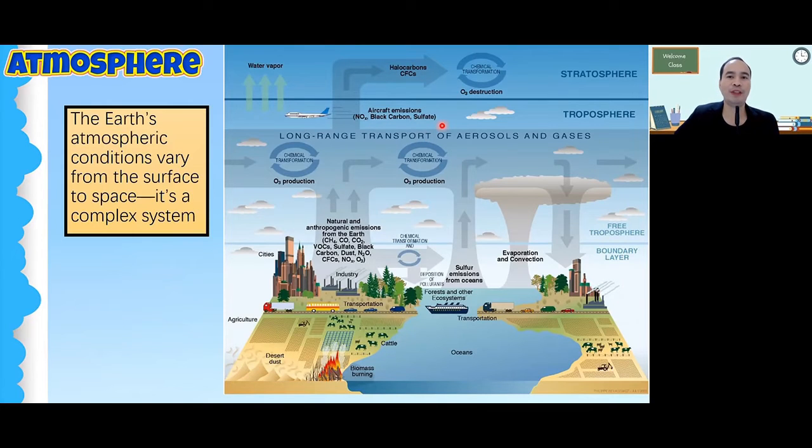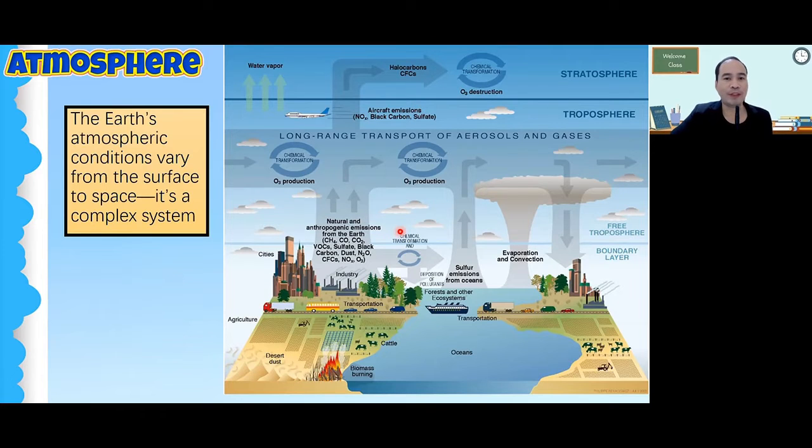So the Earth's atmosphere is complex. That means it is not the same anywhere on Earth, and it's also not the same as we move going up. Okay, as we can see here, we have the cities, the factories or industries, the agriculture or farms, the animal farm, an ocean, the forest and other ecosystems. We are going to study this picture as we discuss more about your atmosphere.